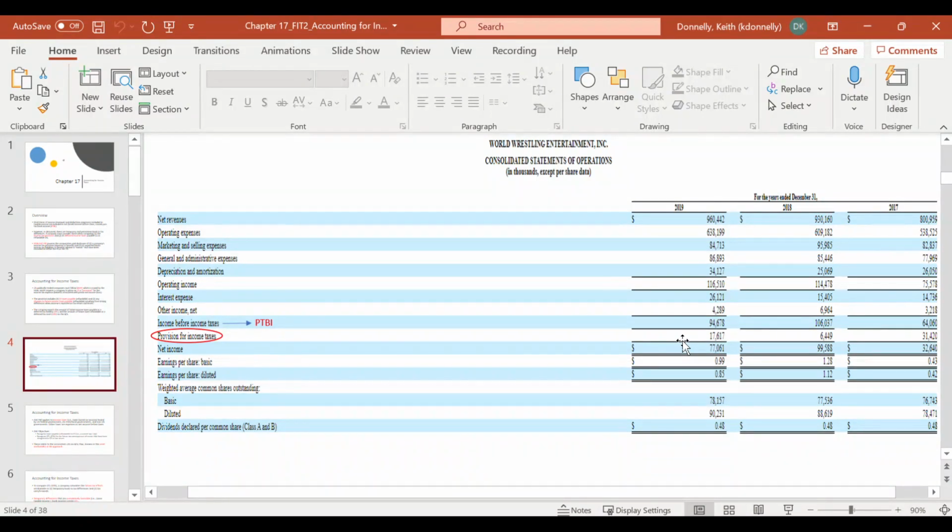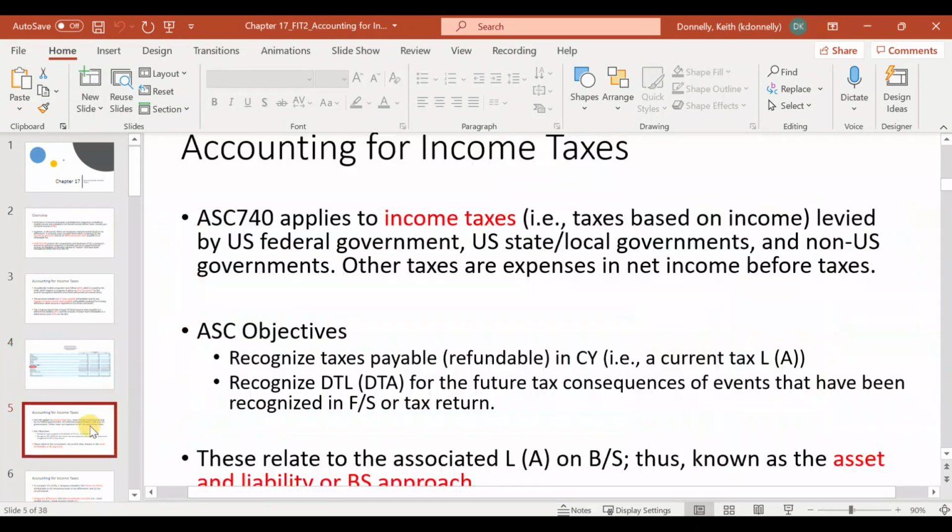The idea with it, though, is how did they calculate this number right here to put for provision for income taxes? You can think of a provision as simple as that: we're looking at our financials, we're looking at our income statement, and we're trying to figure out what we put for this provision. That's what this chapter is all about in a nutshell.